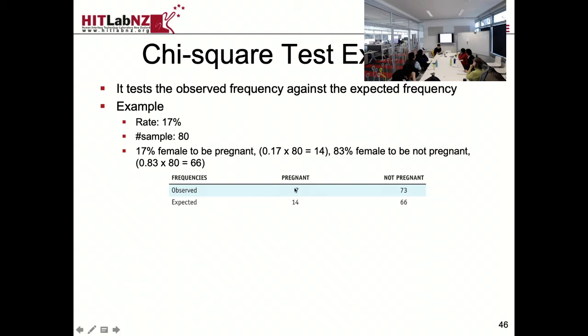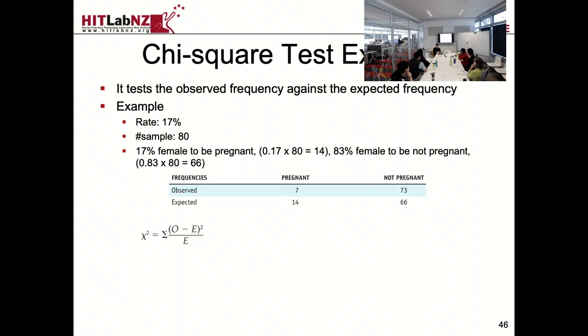Here is our observed data, 7 and then 73. And this is our expected data from this calculation, 14 and 66. So the chi-square is actually the same. The only difference is the attribution for the data.